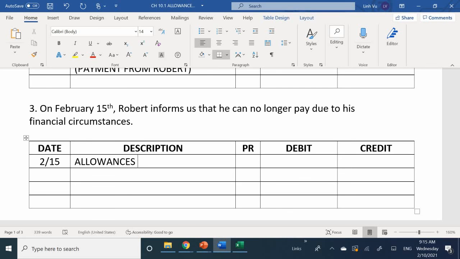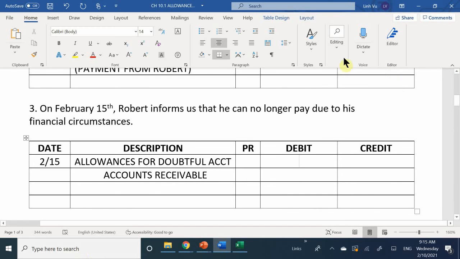So what I'm going to do is place what he owes me in the allowance for doubtful accounts, because he has the potential to still continue making payments, just not right now, because I don't know how long his financial circumstances are going to last. So I'm gonna go ahead and do that. And then what is my credit account? Accounts receivable. Yes, we're reducing what he owes me.